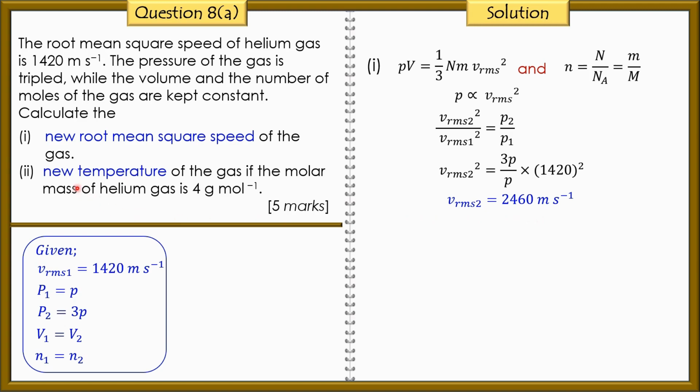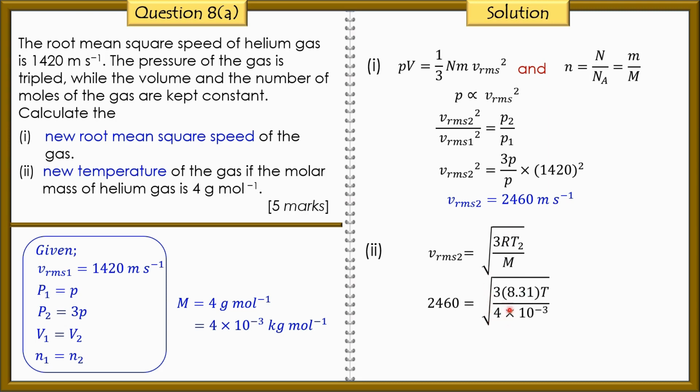Question number 2, you need to calculate the new temperature of the gas if the molar mass of the helium gas is 4 gram per mole. Before we do the calculation for the new temperature, we know that the molar mass is given in gram per mole. So you need to change to the SI unit first because our R is in the SI unit. After you change, you substitute in the equation, and you will get the answer for the new temperature, T2, which is 970.97 Kelvin.